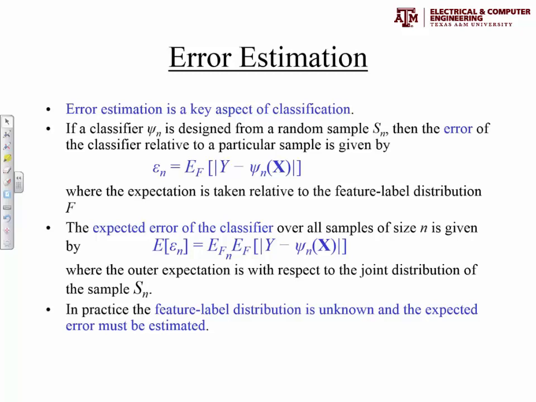Now the problem is that in practice, the feature label distribution is unknown, right? And the expected error must be estimated, right? So you don't even know this distribution and you have to estimate this expected error.